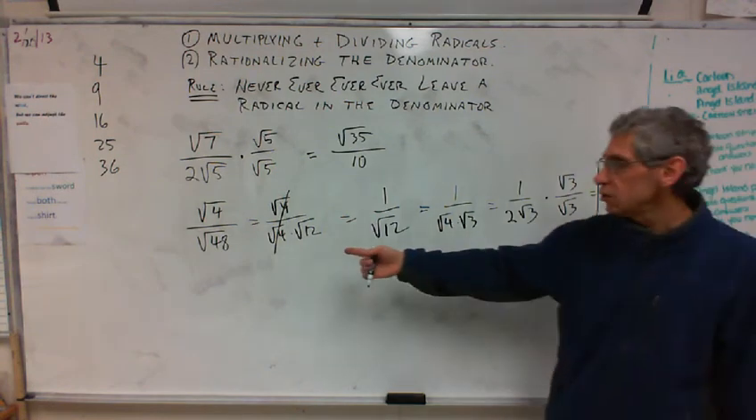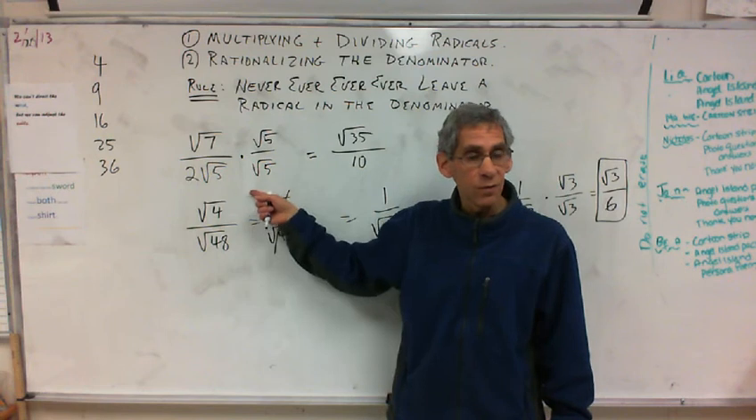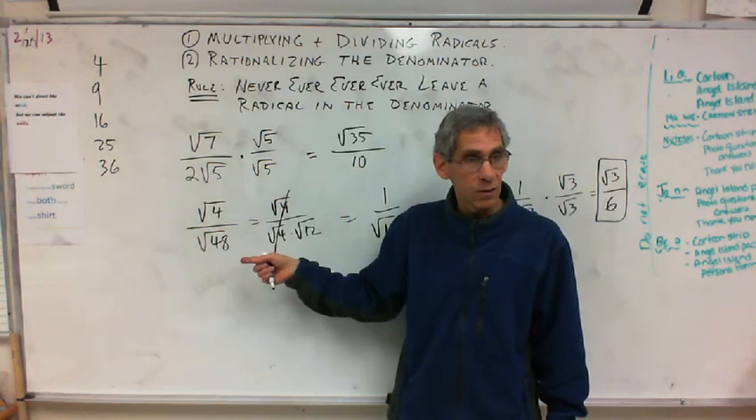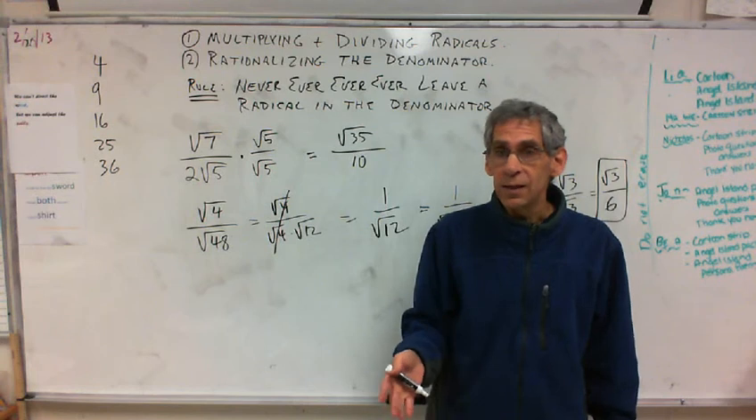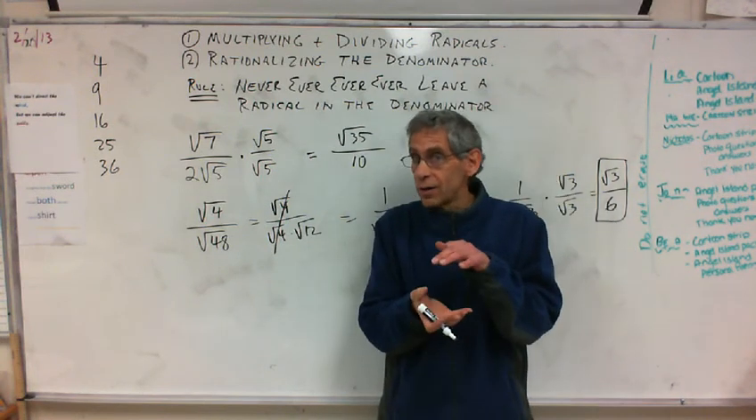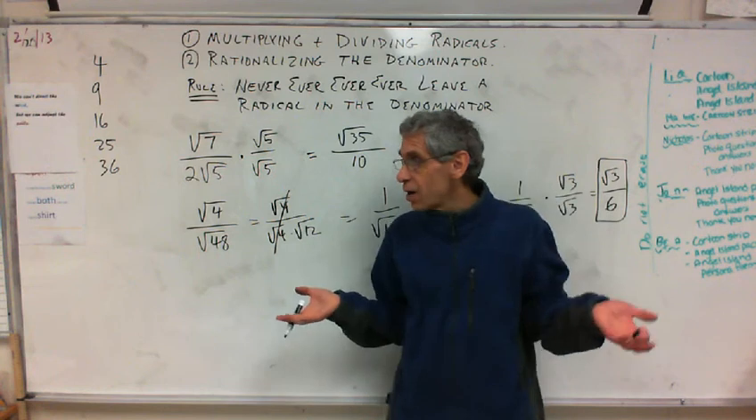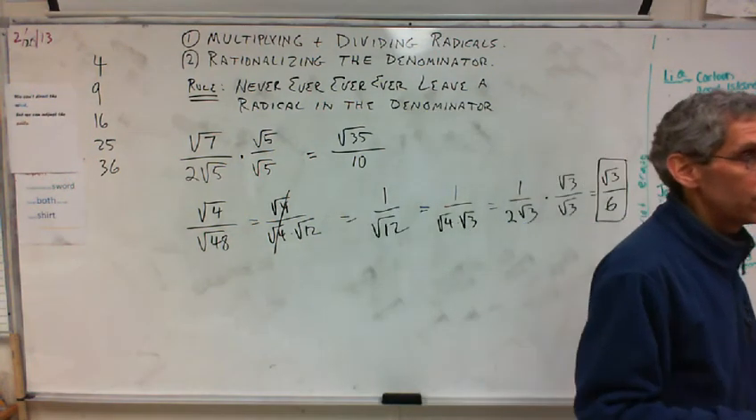So don't make this mistake of going square root of 48 over the square root of 48 and multiplying it. Simplify it first, because it's wrong if you give it to me without simplifying, even if you give it to me with no radical in the denominator. It hasn't been simplified, so it's wrong. I'm also asking you to give me the simplified version.